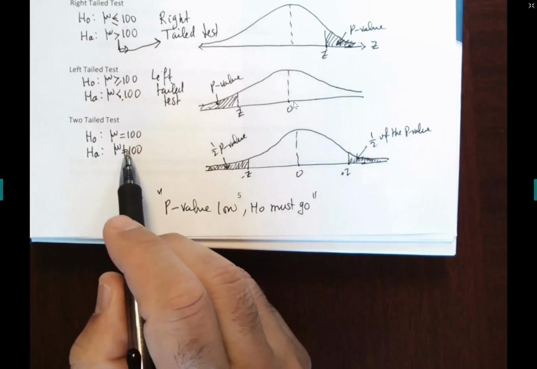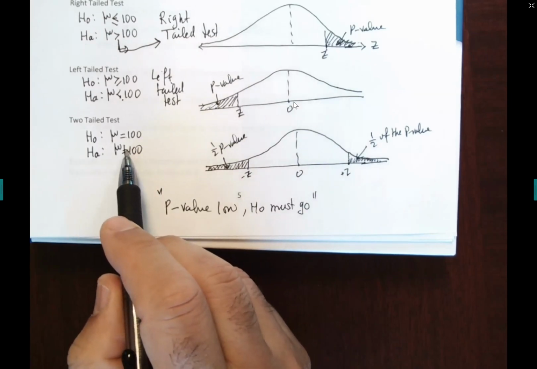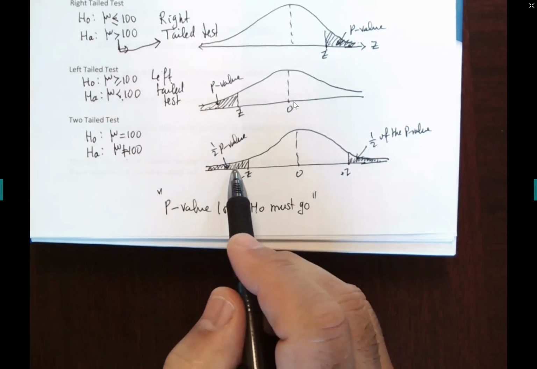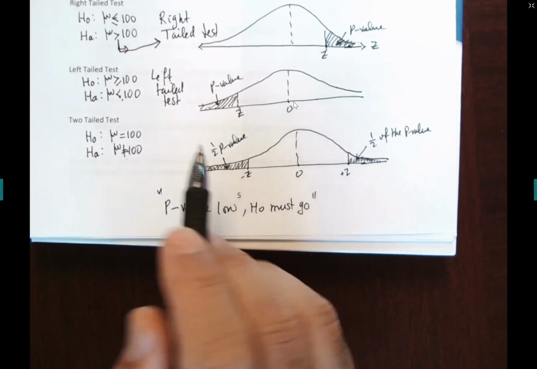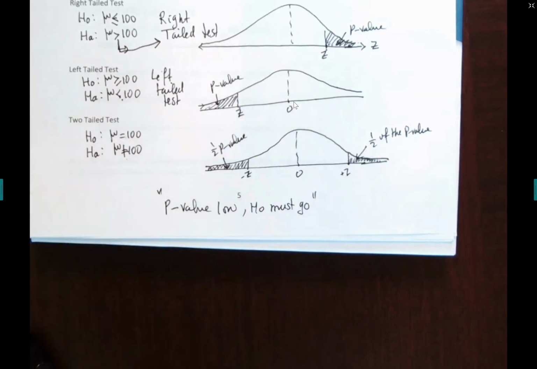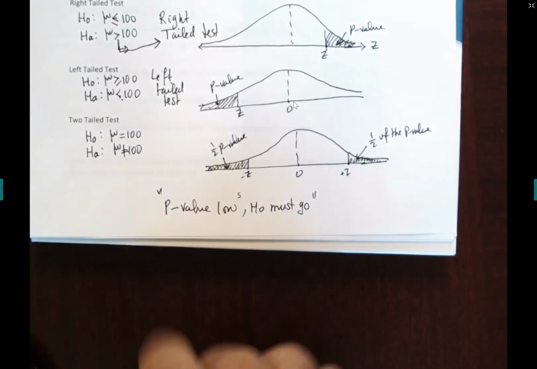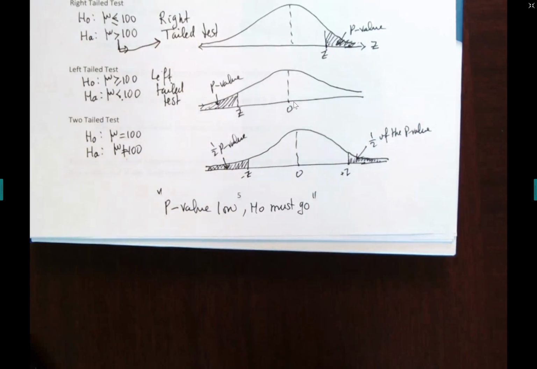So a two-tailed test will be a different from. And the p-value will be split up on both sides. There's half of the p-value on the right and half of the p-value on the left. Okay, so these are definitions of the nature of the tests: right tail test, left tail test, and two tail test.